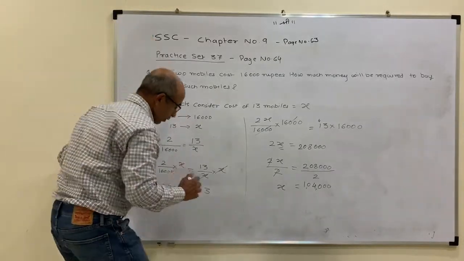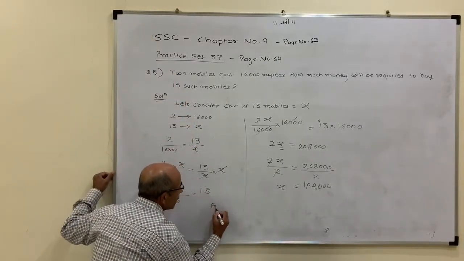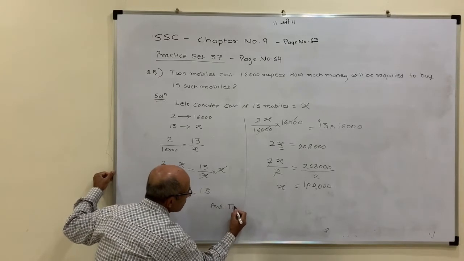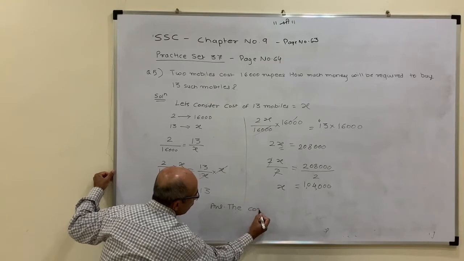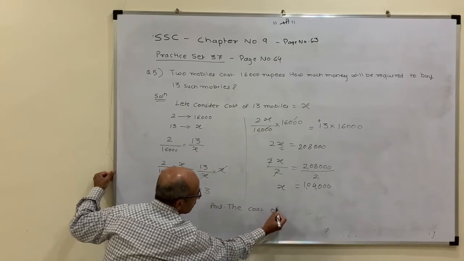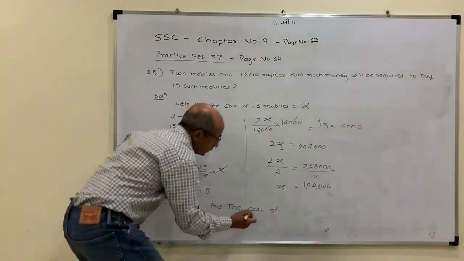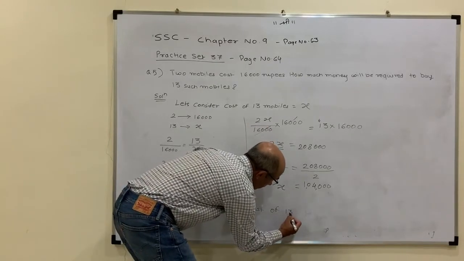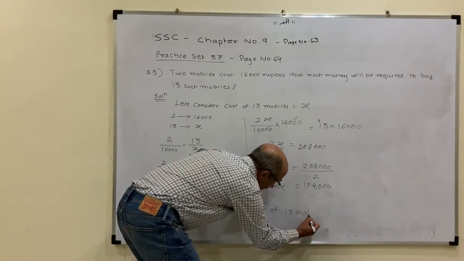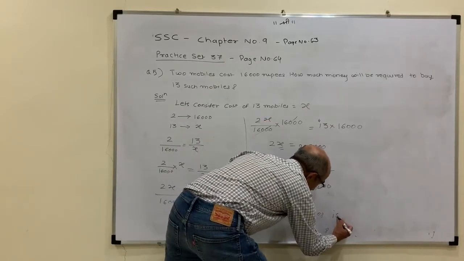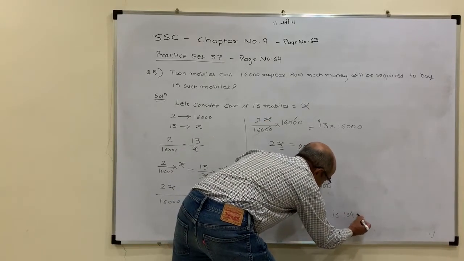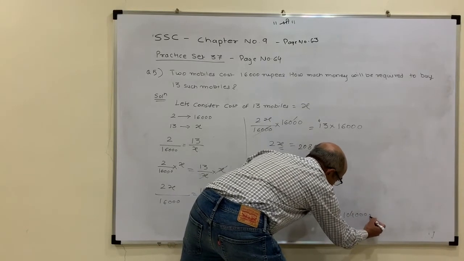So now we need to write this answer in word format. Your answer will be: the cost of 13 mobiles is 1,04,000 rupees.